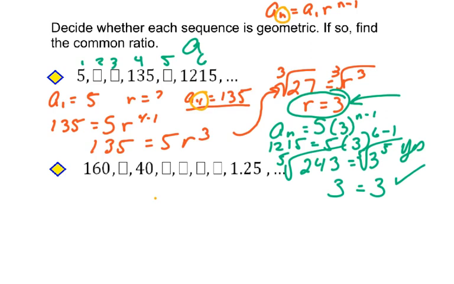Okay. So for our next example, we're going to try the same thing. We have an a sub 1 value equaling 160 and an a sub 3 value equaling 40.